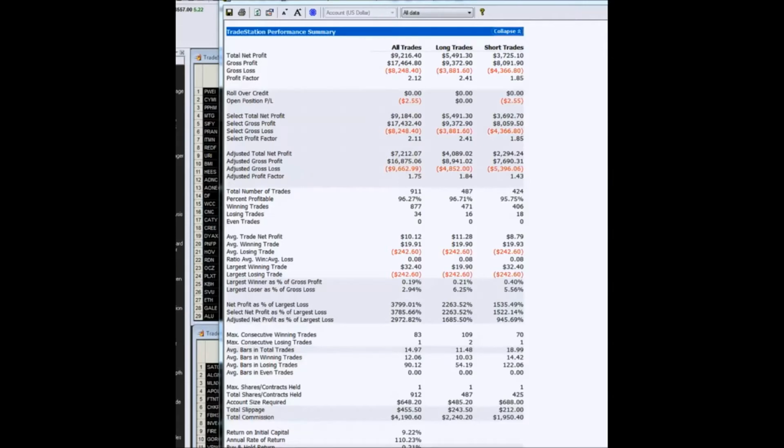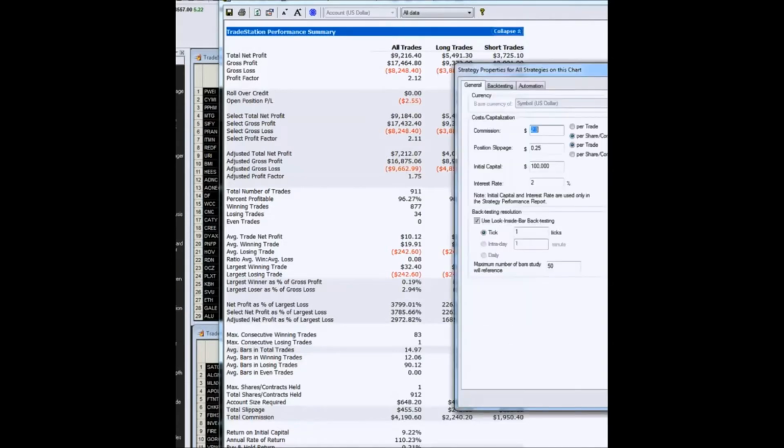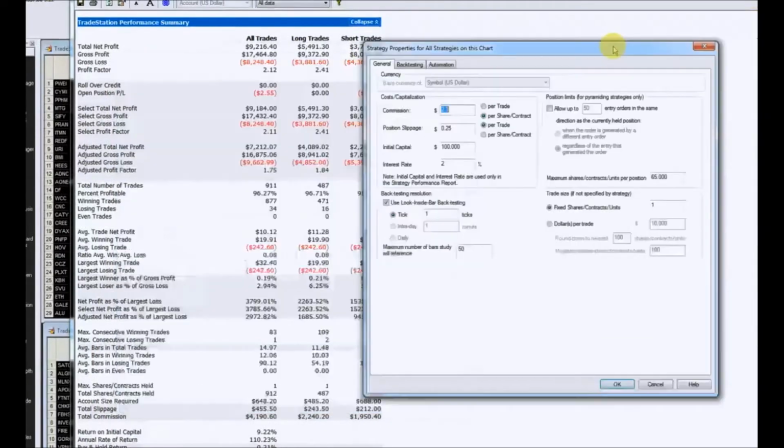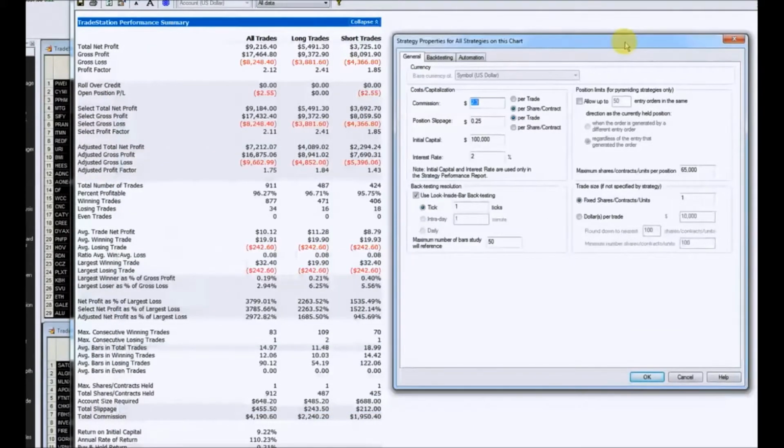Format strategies, properties for all. I'll pull that over here. I can't see the top of that. And that's on TradeStation you're doing this? Yes. Okay, just making sure. Yes.